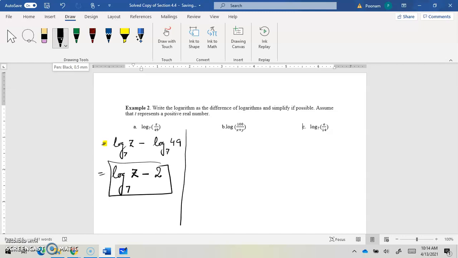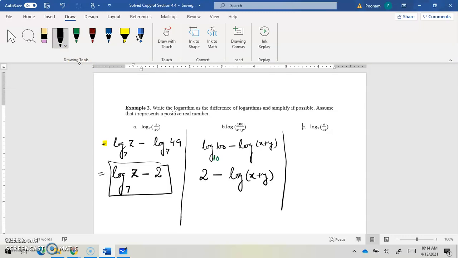Part B, it is a common log. There is no base written, so common log. It's 100 by x plus y. So we can say log of 100 minus log of x plus y. Common log means the base is not written, so we know that the base is 10. So what should 10 be raised to get 100? That number is 2. Minus, remember, log of x plus y cannot be solved any further. This is it. Do not make that mistake. Don't write it as log of x plus log of y. That would be completely wrong.